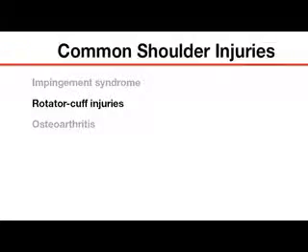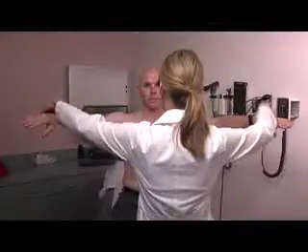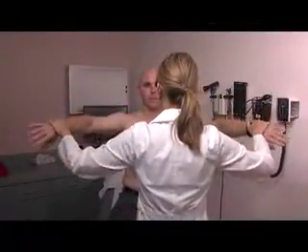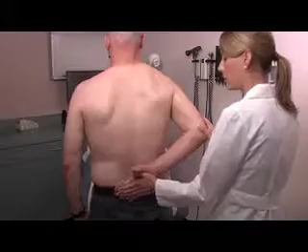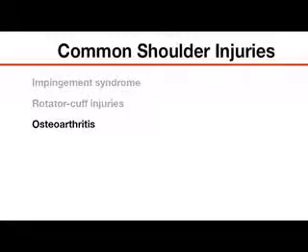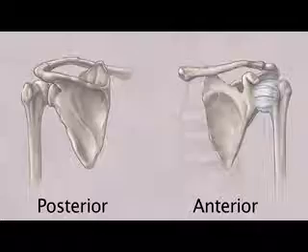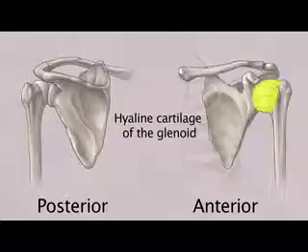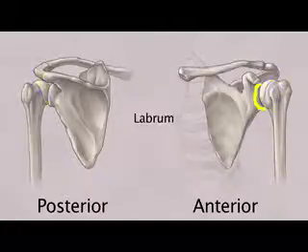Rotator cuff injuries are common and can be assessed by testing the patient's strength against resistance during abduction and external and internal rotation. Osteoarthritis of the glenohumeral joint is caused by wearing of the hyaline cartilage of the glenoid, the humeral head, and the labrum.